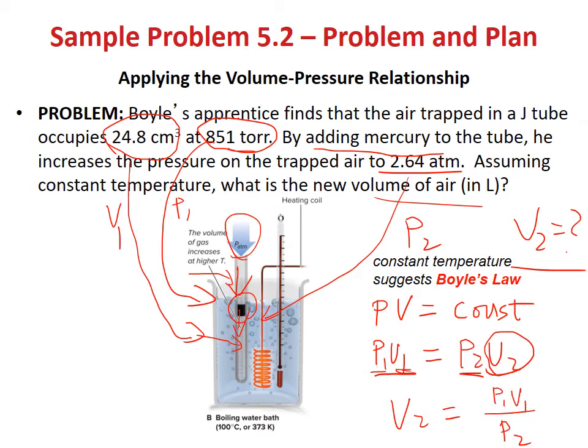But first, you notice that the unit given is cubic centimeter and we are asked for liter. Also, pressure P1 is in torr, P2 is in atmosphere. So the units have to be consistent, and therefore the first step is to convert units from torr to atmosphere, from cubic centimeter to liter, and then use Boyle's law to calculate V2.